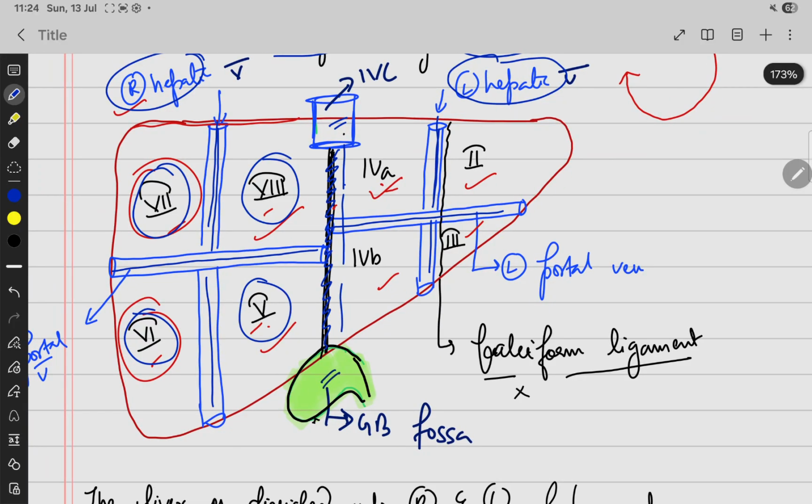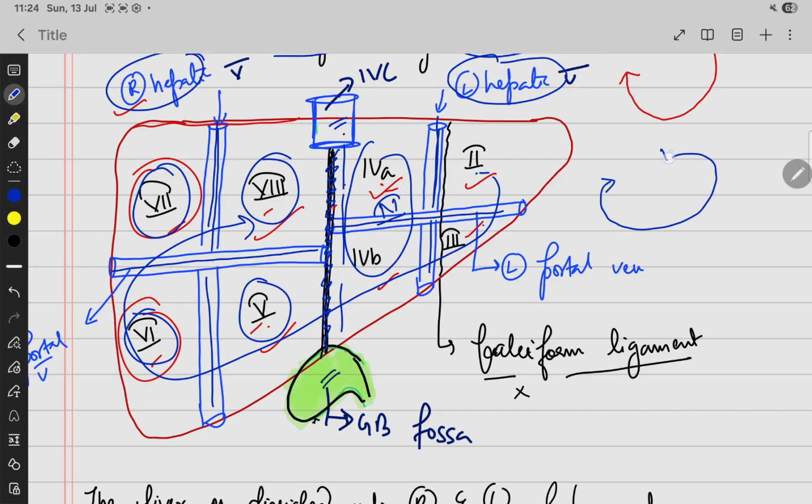Now if you look closely, this is a clockwise diagram. 2, 3, 4, which is counted as 4 only because it is divided into 4A and 4B. So 2, 3, 4, 5, 6, 7, 8, like this it is coming in a clockwise direction. See how simple it is.